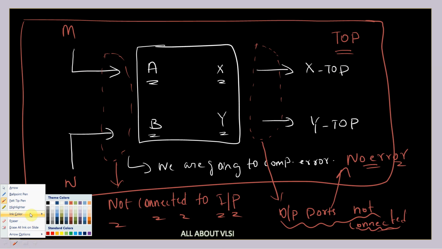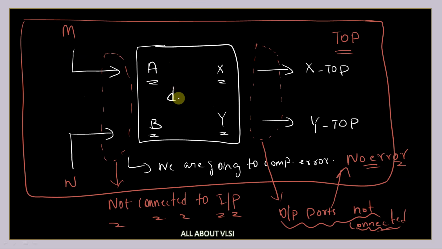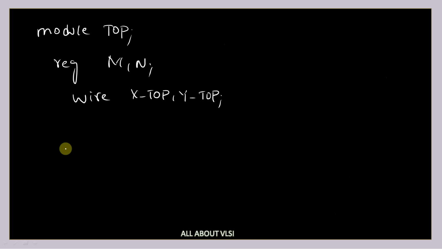Okay. Let's see one coding example for this. Let's say suppose you are writing module top, and let's say you are declaring two variables reg m comma n and wire x underscore top and y underscore top like this. Okay. And if you are instantiating this design, let's say the design name is design itself. Okay. So design d1, and I'm following connection by order, let's say.